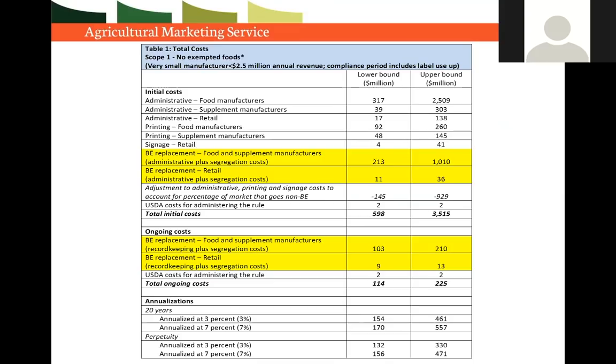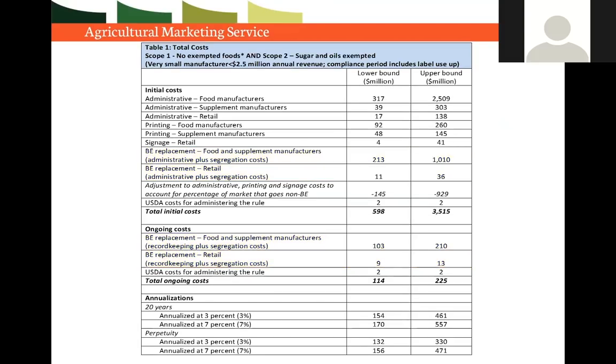In total, USDA estimates initial administrative costs plus segregation costs at between $213 million and $1.010 billion for food and dietary supplement manufacturers, and between $11 million and $36 million for retailers. USDA estimates ongoing segregation costs associated with sourcing non-BE varieties between $103 million and $210 million. This includes record keeping plus segregation annually for food and dietary supplement manufacturers, and at $9 to $13 million annually for retailers.